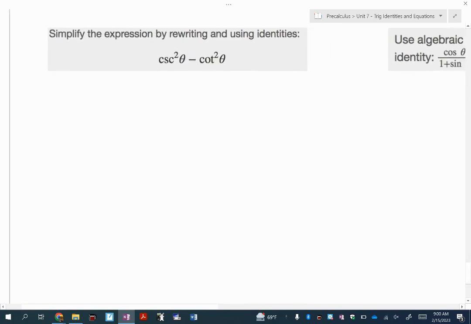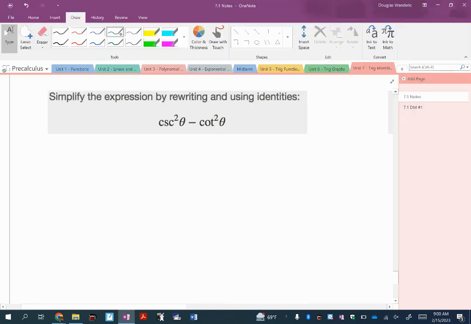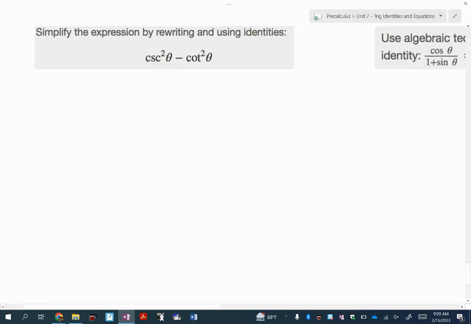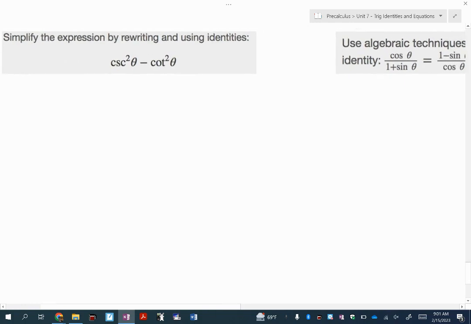Simplify this expression by rewriting and using identities. For this one, the way I'm thinking is I see cosecant squared, I see cotangent squared. So my thought is maybe it's going to be one of our Pythagorean identities. I'll do that work to the side here to see if I can manipulate it. And sometimes, guys, I'll be honest, I think it is a Pythagorean identity, and then I go to manipulate it, and it just doesn't work. So you've got to get creative. If it doesn't work, maybe try something else.